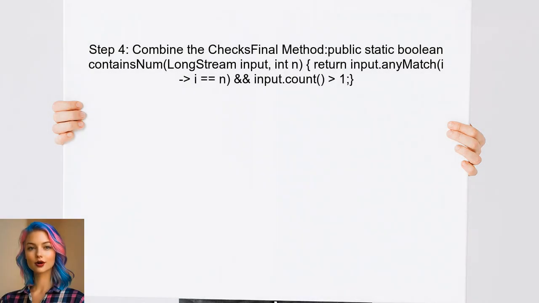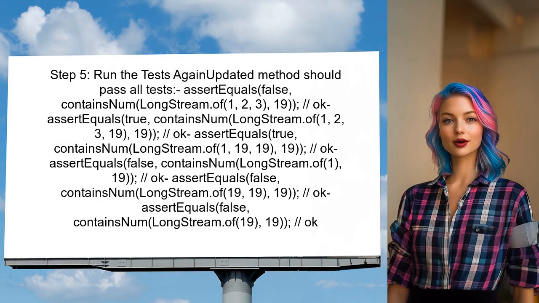Finally, the user should combine these two checks into a single return statement. This will ensure that the method returns true only if the specific number is present and the stream contains other numbers as well. Now, the user can run the tests again. This updated method should pass all the provided test cases, ensuring that the specific number is present without the stream being solely composed of that number.